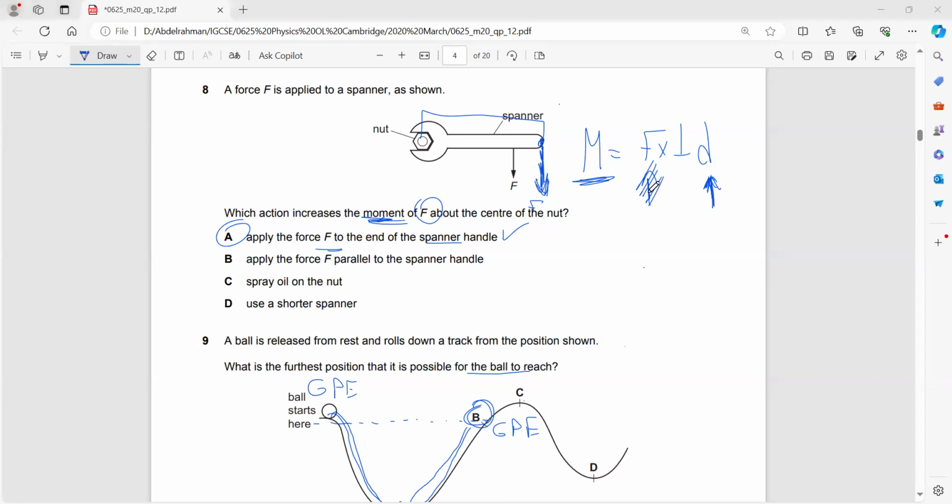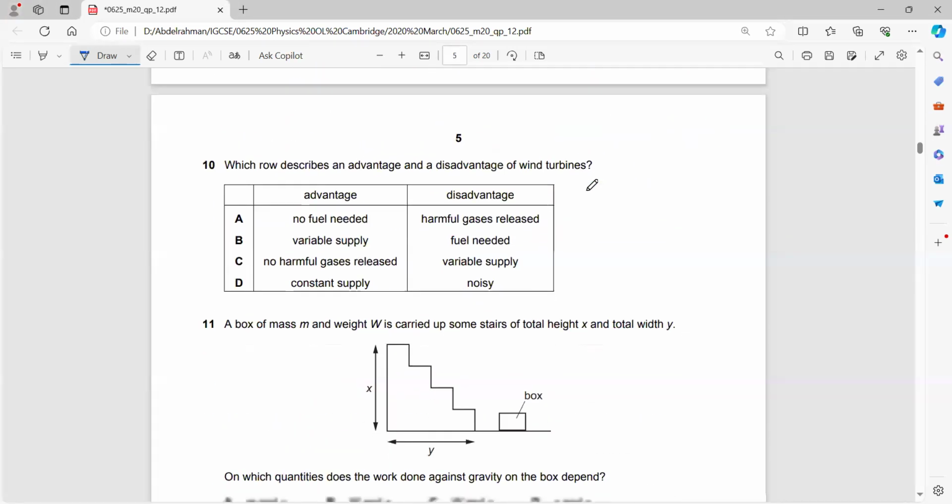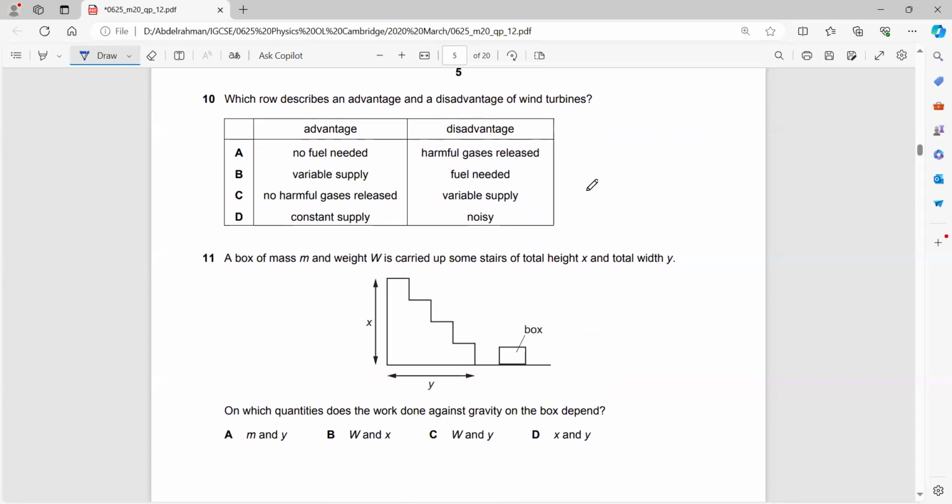Question 9, I hope it's okay. Question 10. Which row describes an advantage and a disadvantage of wind turbines? Advantage, no fuel needed. Disadvantage, harmful gases released. No, it does not release any harmful gases.